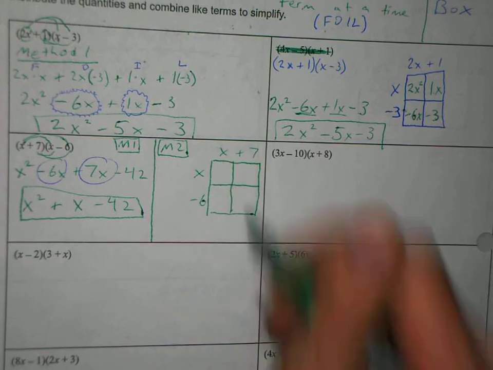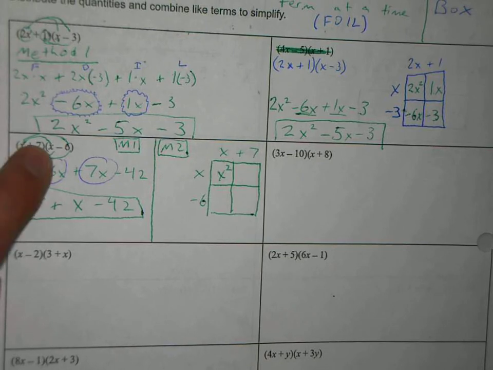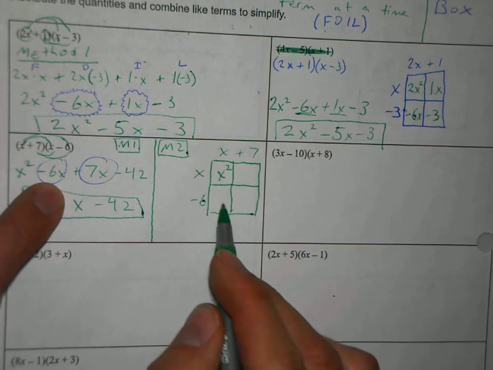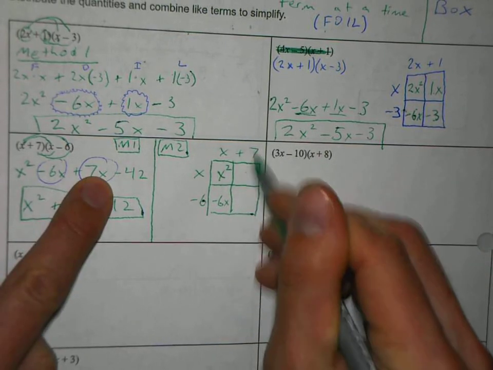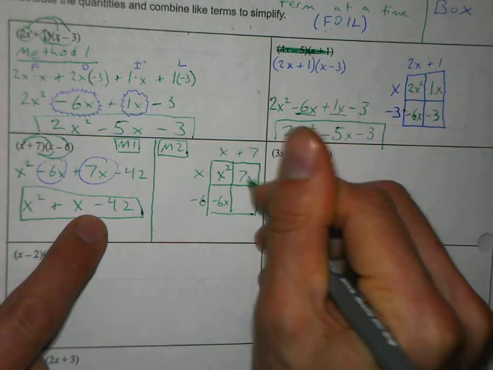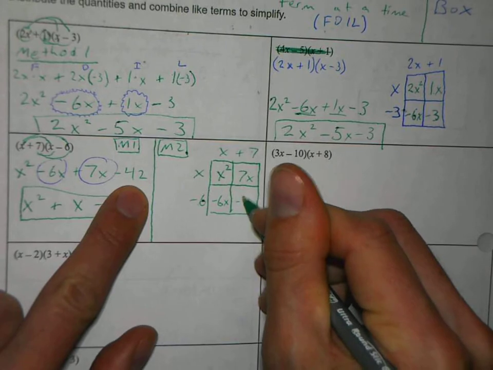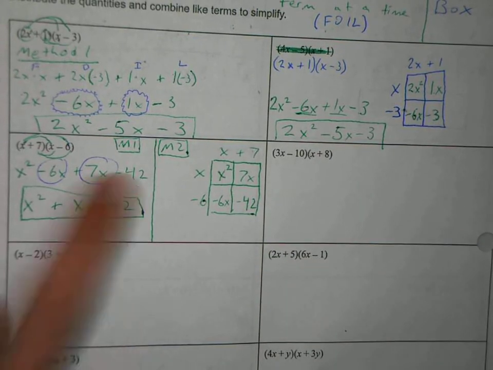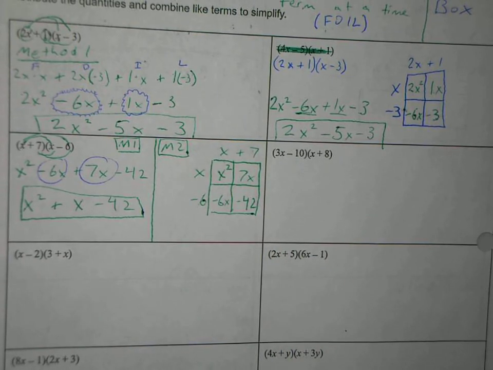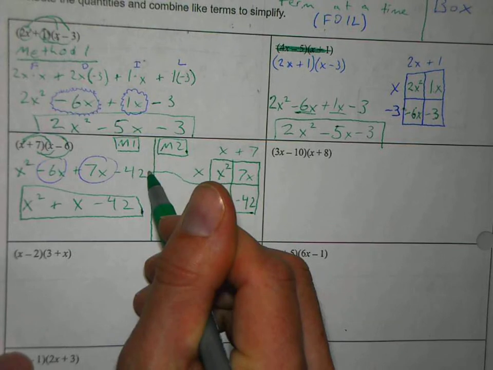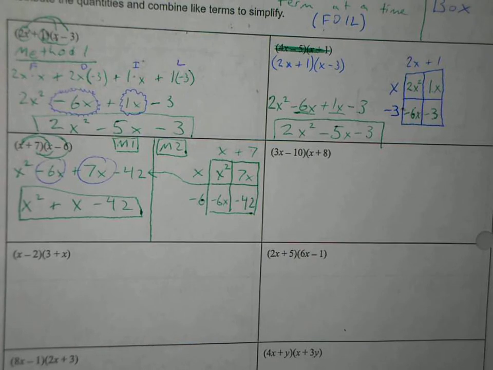What's x times x? Again, the same thing I did over here. X times x. What's negative 6 times x? Negative 6x. What's 7 times x? 7x. What's negative 6 times 7? Negative 42. You see how we get the same exact thing using either method? One is just a little visual to help you make sure you get the right pieces multiplied together. From there, I write down the terms in order, and I combine them, and I answer.